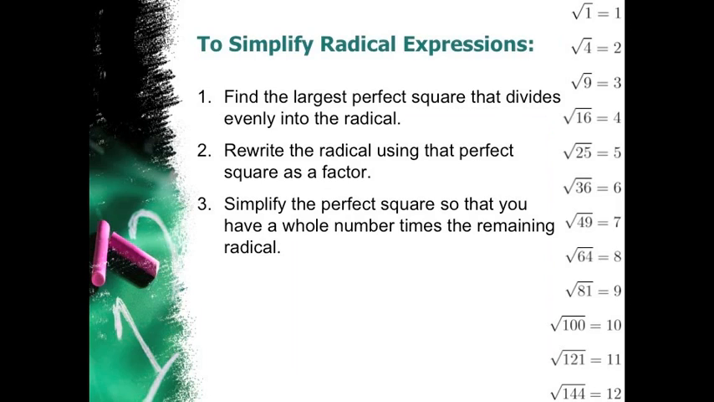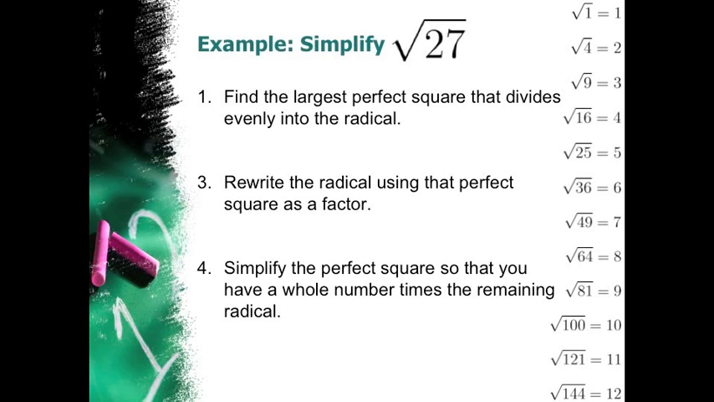Here's a summary of the 3 steps that we'll be doing to simplify radical expressions. Let's try these 3 steps with the square root of 27. First thing we'll do is find the largest perfect square that divides evenly into the radical. Now it can't be bigger than 27, so let's start off with the square root of 25.